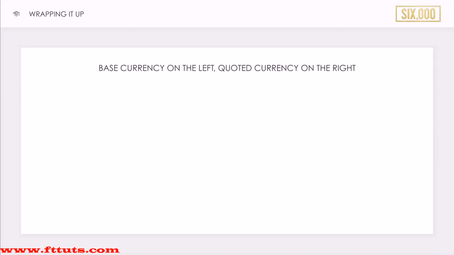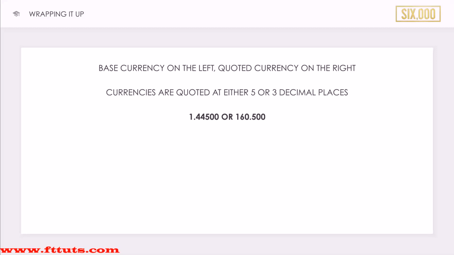Again, another successful module. As mentioned, the base currency is always on the left. The quoted currency is on the right. So currencies are quoted at either 5 or 3 decimal places, such as 1.44500, which would be a Great Britain pound US dollar exchange rate, or we have a Great Britain pound Japanese yen exchange rate, which would be 160.500. Always work from right to left to calculate pips and pipettes. It's always easiest doing that. You know that the far right is 1 pipette, then 1 pip, 10 pips, 100 pips, and so on.